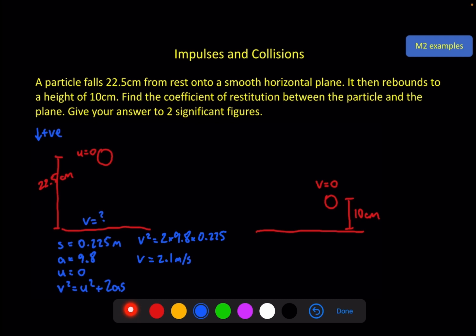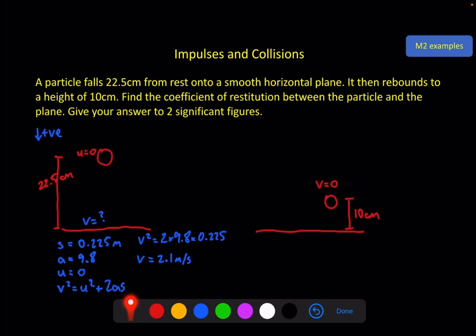If this was considered a perfectly elastic collision, then I would expect this to be the initial speed over here as it bounces back. But if we did that, it would bounce back to the same height, 22.5 centimeters. It hasn't, it's only come up 10 centimeters. That means the speed it has rebounded with is much less than 2.1. And the ratio between those two speeds, of course, is what we're looking for, the coefficient of restitution.